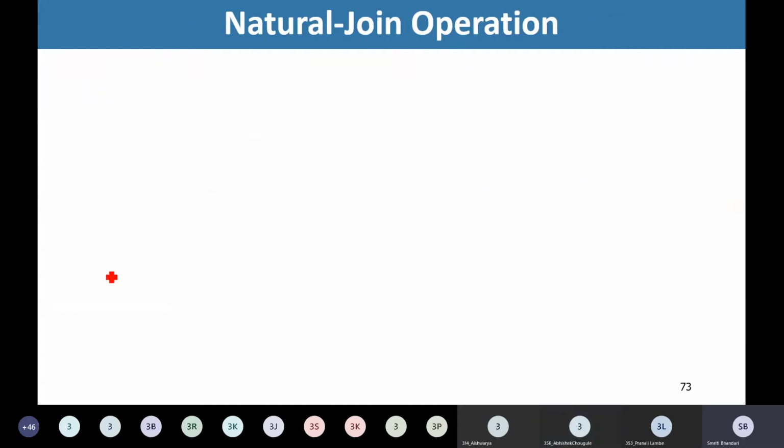Next additional operation, a very important operation, and that is the natural join operation. So let us try to explore this operation. The symbol or notation that is used for natural join is like this. This is called a join symbol. Once again, this natural join is a binary operation and that requires two operands or two relations. So we read this operation as R natural join S.